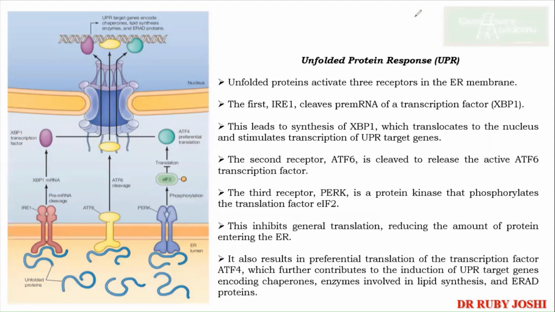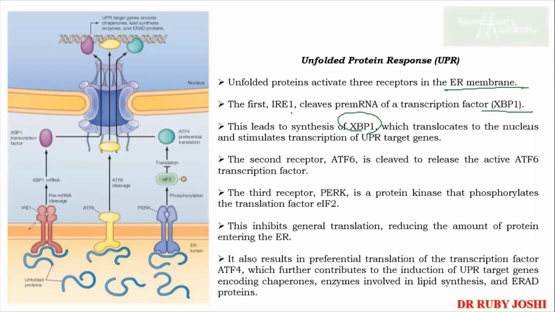Yes, ma'am. Okay. Now, so how is this UPR actually responding? So we have the unfolded proteins which activate 3 receptors in the ER membrane. First one is your IRE1, which will cleave the pre-mRNA for the transcription factor XBP1, which will lead to the synthesis of XBP1, which translocates to the nucleus and stimulates transcription of the UPR target genes. ठीक है, तो सबसे पहले आपका response क्या था? IRE1 का. Okay. Now, so IRE1, what it is going to do? It is going to cleave the pre-mRNA of your transcription factor, which leads to the synthesis of this. Okay, so it will go to the nucleus.